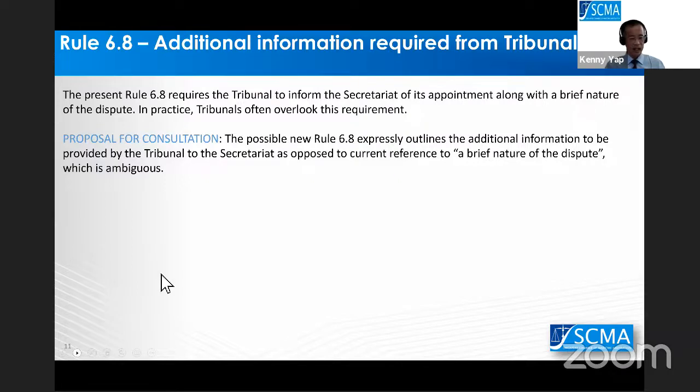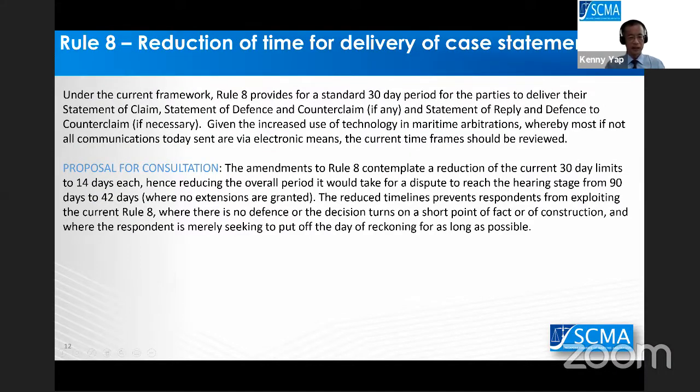Moving on now to the next slide. This is Rule 8, and the possible amendment here is the reduction of the time for delivery of case statements. Now, at the moment, Rule 8 provides for a 30-day period for parties to deliver their statement of claim, statement of defense, and statement of reply. So in total, there'll be 90 days for the filing of case statements. Now, the possible amendment here is to reduce this from 30 days for each statement to 14 days for each statement. And this will amount to a total of 42 days.